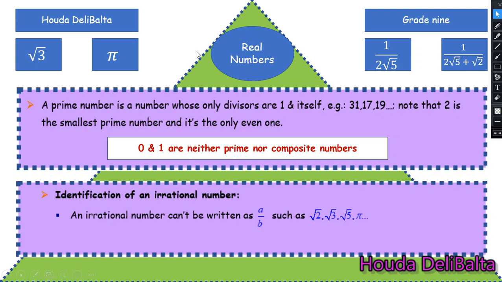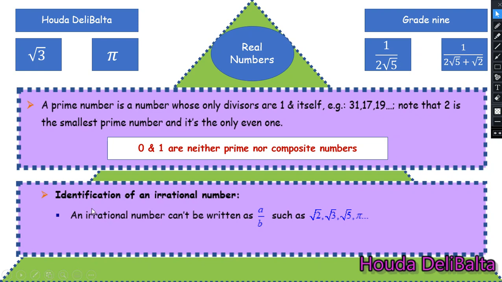A prime number is a number whose only divisors are 1 and itself. Examples: 31, 17, 19, etc. So prime numbers have only two divisors, 1 and the number itself. Here is a note that 2 is the smallest prime number and it's the only even one. So 2 is the smallest prime number and not 1, and that's a common mistake that most students make. They consider that 1 is the smallest prime number, but actually 2 is the smallest prime number and it's the only even one. Note that 0 and 1 are neither prime nor composite numbers.